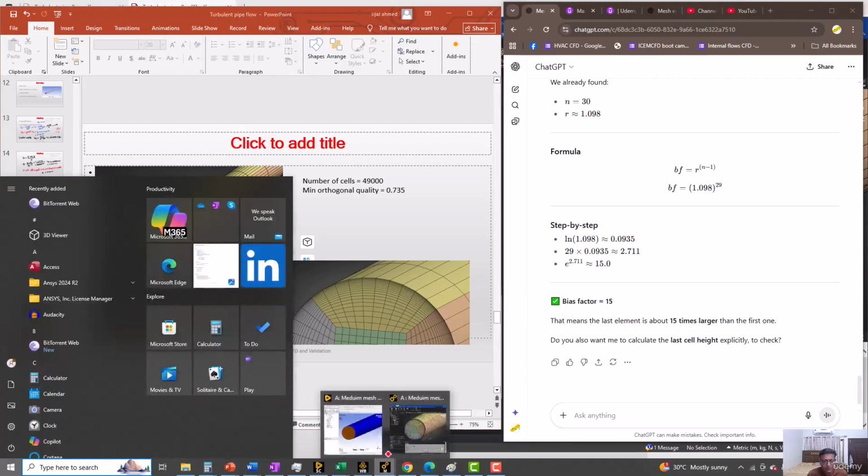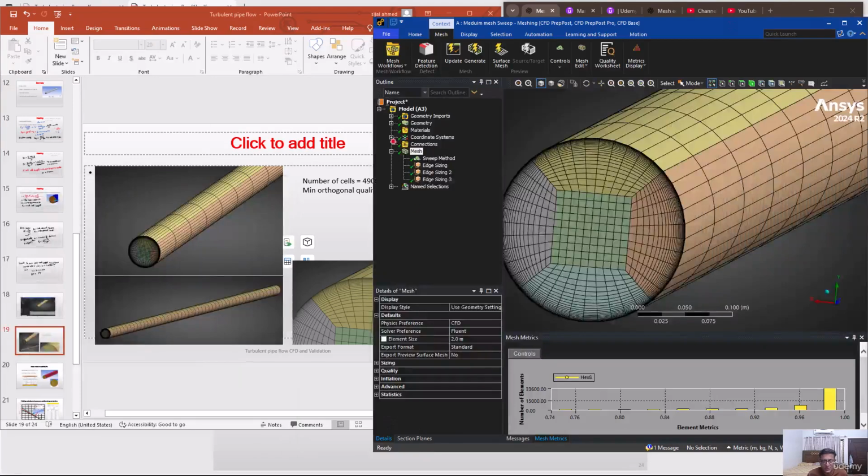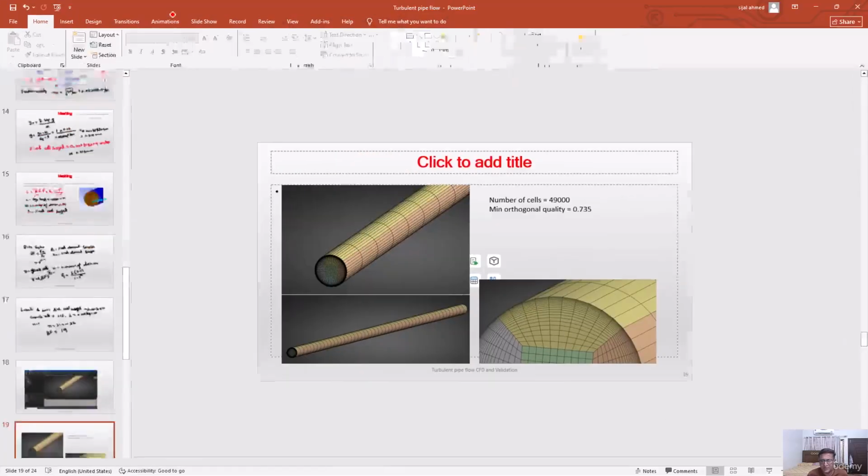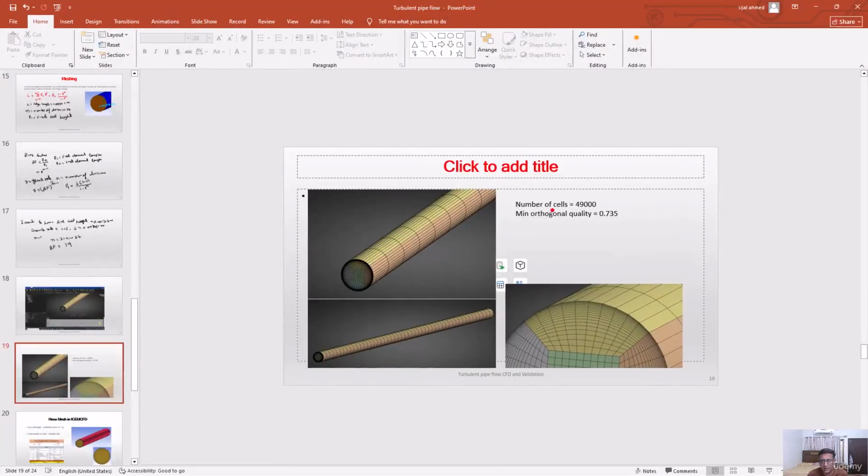Okay, so here let's change it back to a biasing factor. Okay, and click on generate. All right. Then definitely after making the mesh, the number of cells is very good and the quality is also very good.